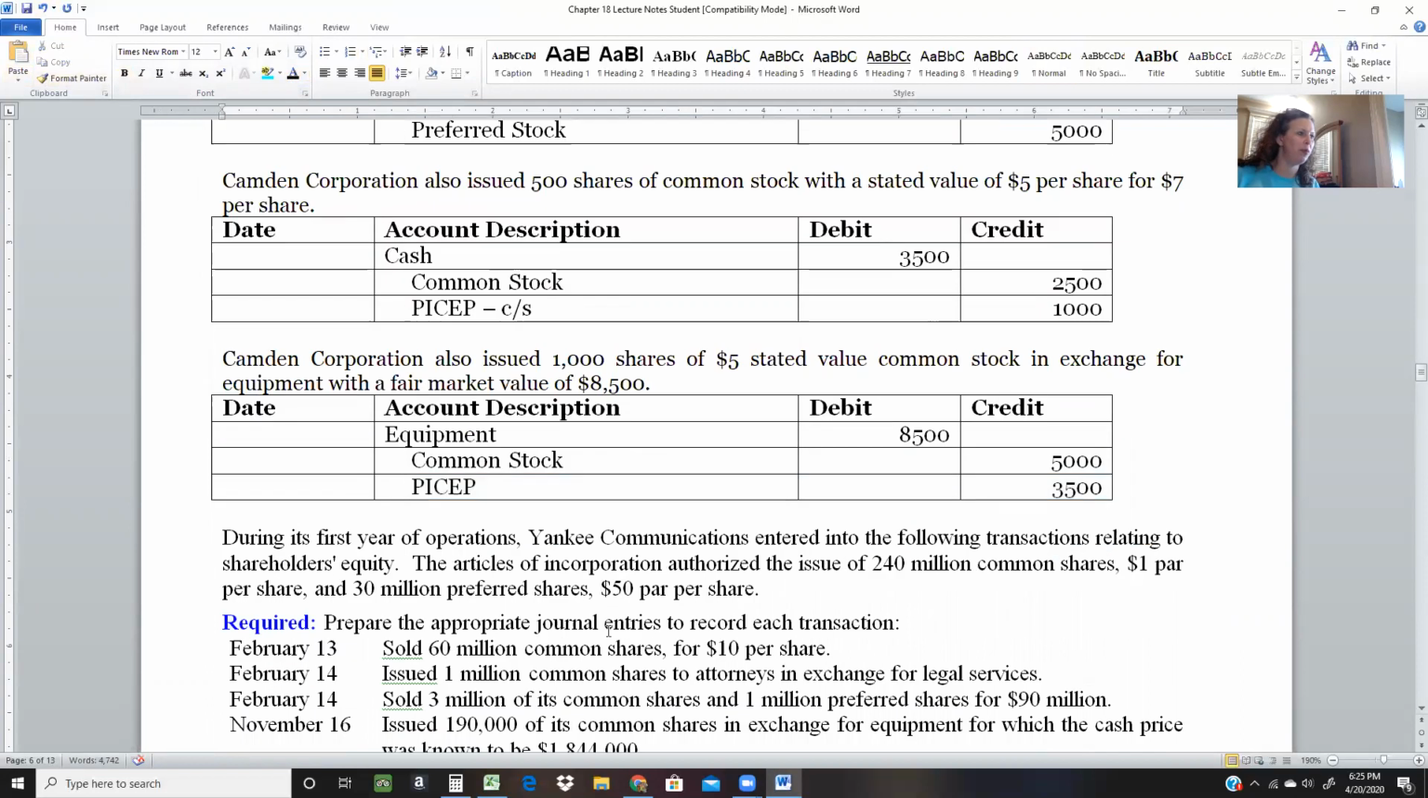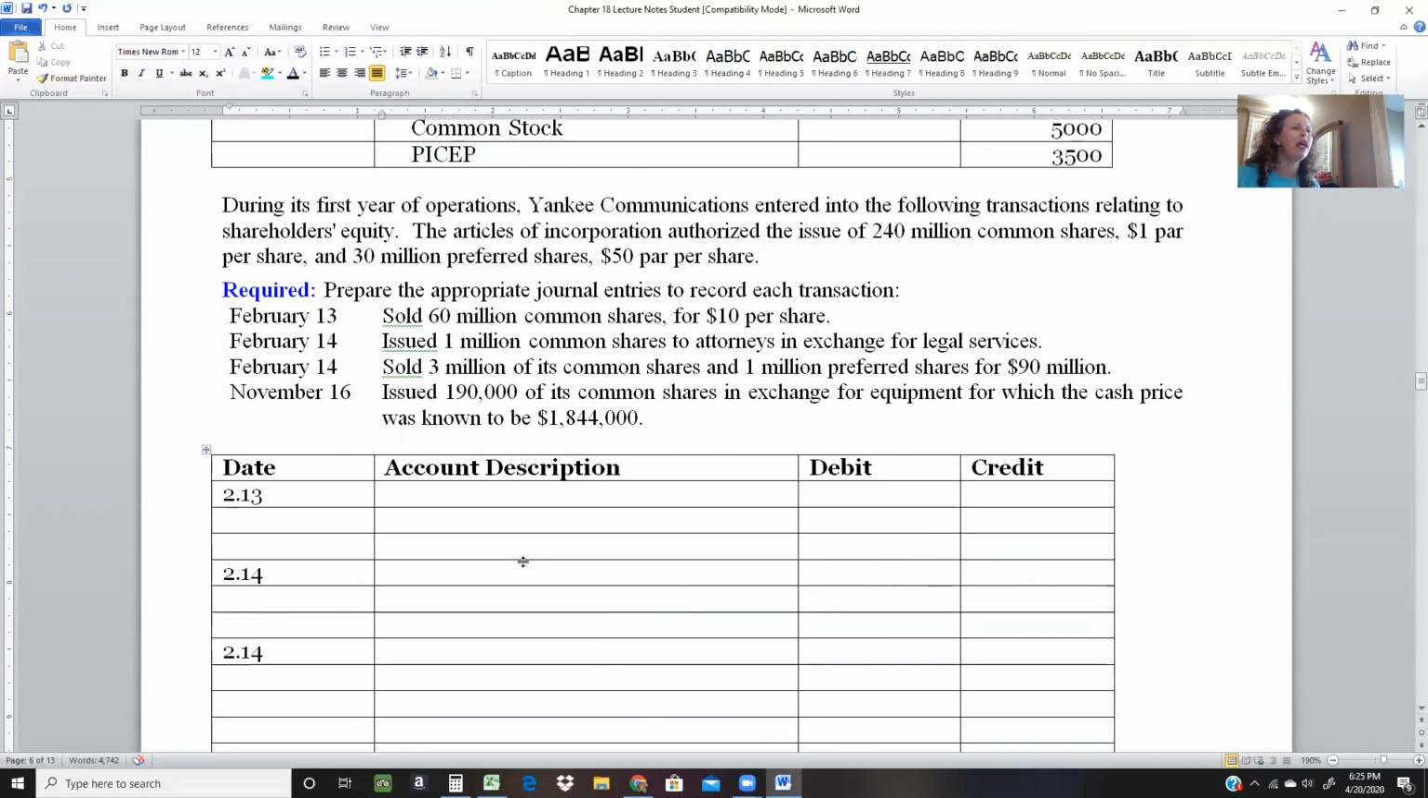Okay, so now here's some more practice questions. So let's keep going. It says, prepare the appropriate journal entries to record each transaction. So we are Yankee. We are authorized to issue 240 million shares of common stock, $1 par value, and 30 million shares of preferred stock, $50 par value.